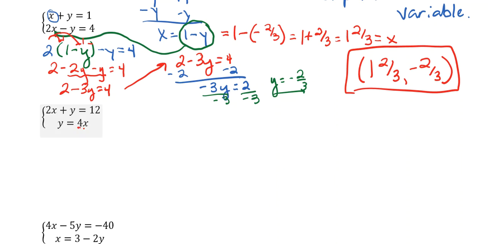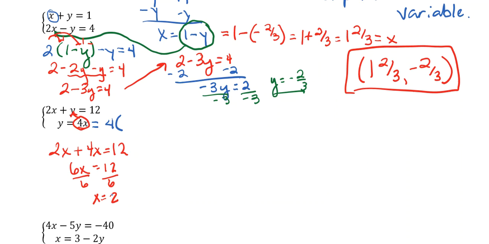So in this case, I'm going to take this 4x, and I'm just going to stick it right there where that y is. So it's 2x plus 4x equals 12. That gives me 6x equals 12, divided by 6, and I quickly have that x equals 2. Now to find out what y equals, I'm just going to go right here, and it says to do 4 times your x, which is 2. 4 times 2 is 8, so my point is 8 and 2, but I started to write it backwards.